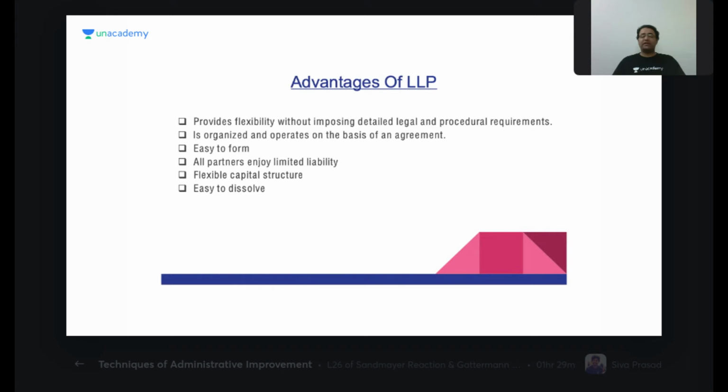Again, an LLP is very easy to dissolve compared to a private limited company. You can either apply to the court or to the tribunal to dissolve, or you can apply to the ROC, that is Registrar of Companies, for dissolution of your LLP. So all these processes are relatively easier than a private limited company. Any questions on this? Please ask me before we go to the next slide.